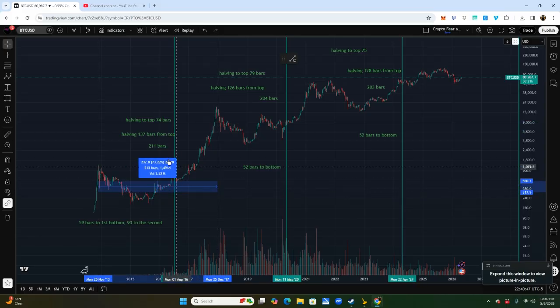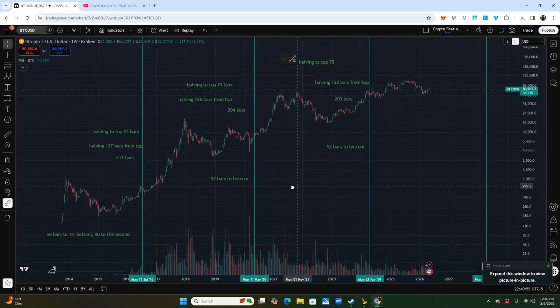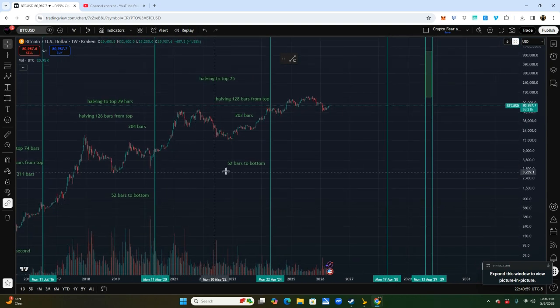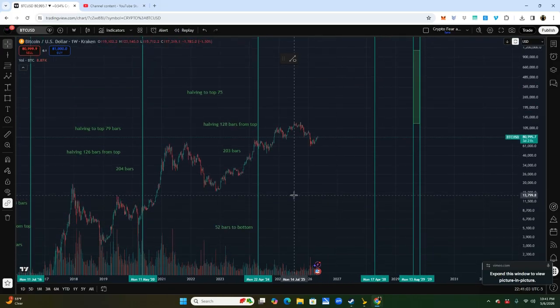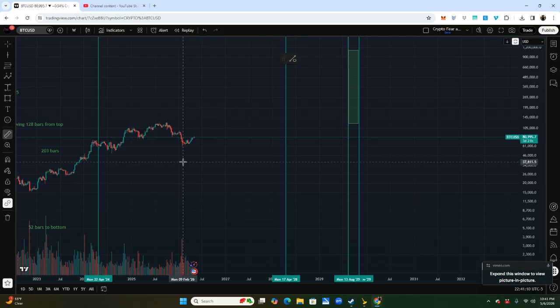Okay, 211, 204, 203, same situation happened. Top, bottom, top, bottom, top, bottom. It's based on supply and demand. So if we're looking for the next bottom, we're going to bring this up, and then we're going to do 50 to 60 bars. So where does that land us?